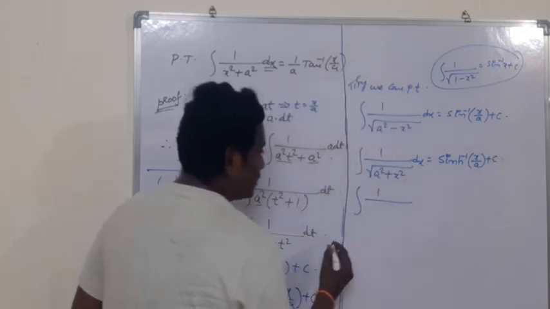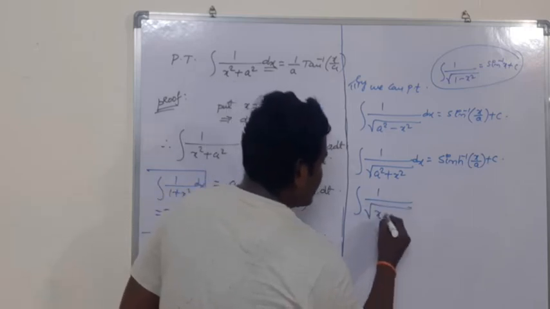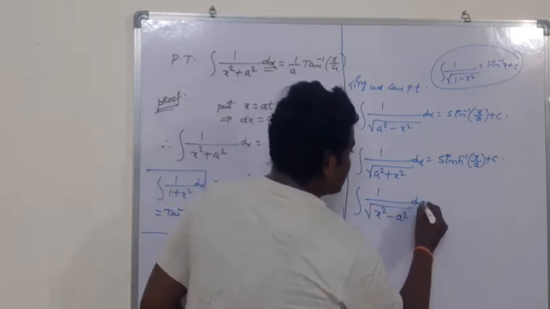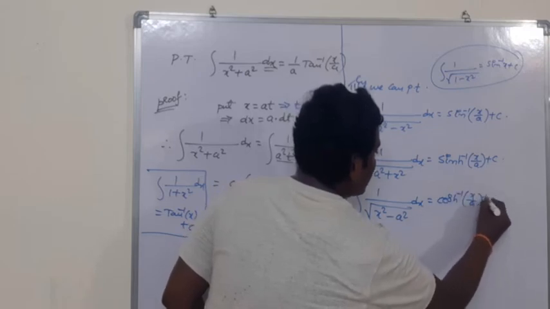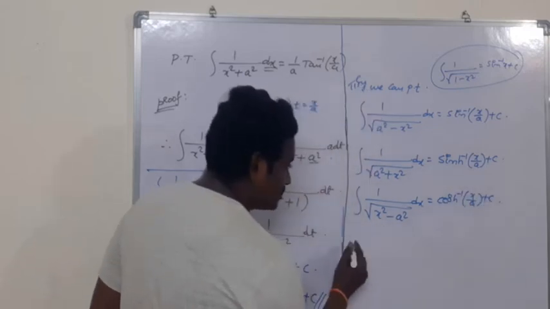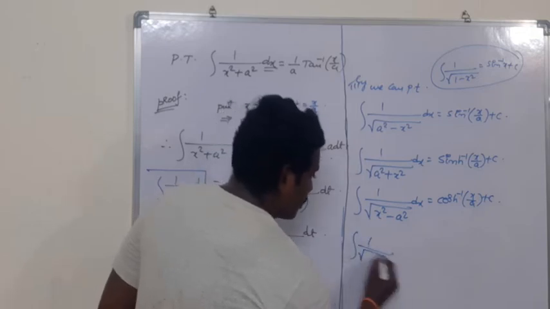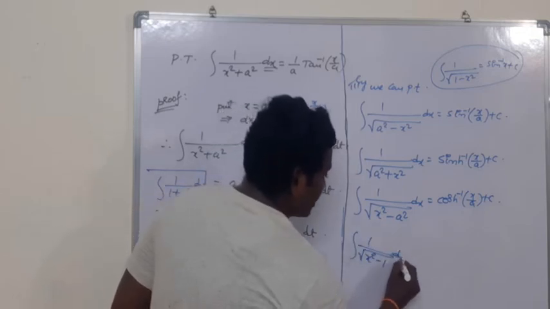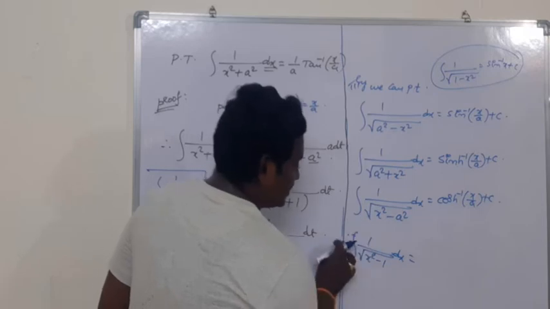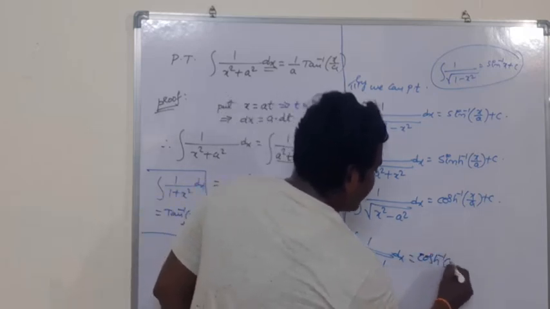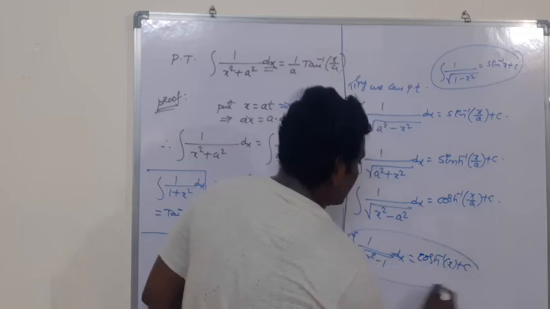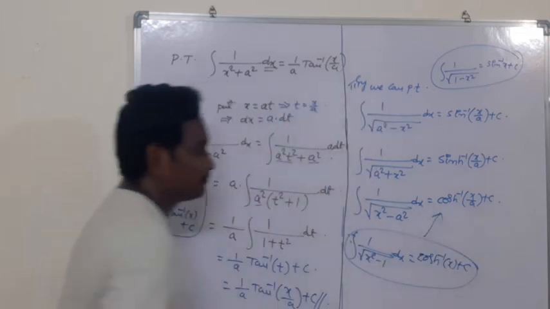Next one, integration of 1 by root over x square minus a square dx is equal to cosh inverse of x by a, because already we have an ordinary formula which is integration of 1 by root over x square minus 1 dx. Already we discussed that integration of 1 by root over x square minus 1 dx is equal to cosh inverse of x plus c. According to this formula, you are getting this one.